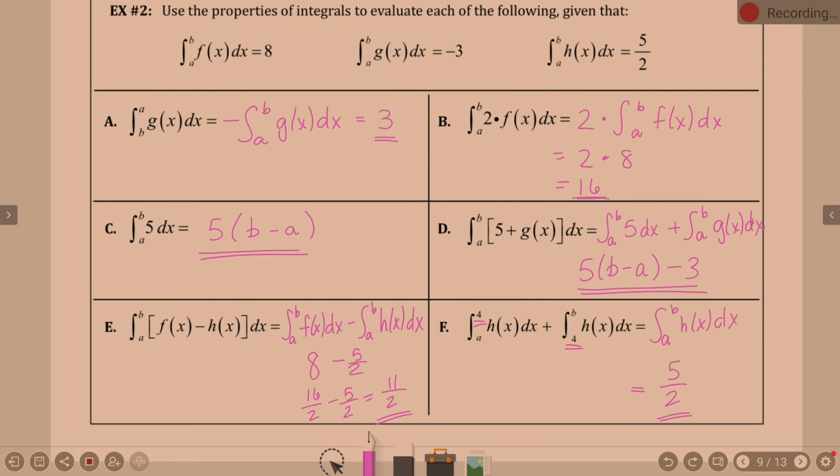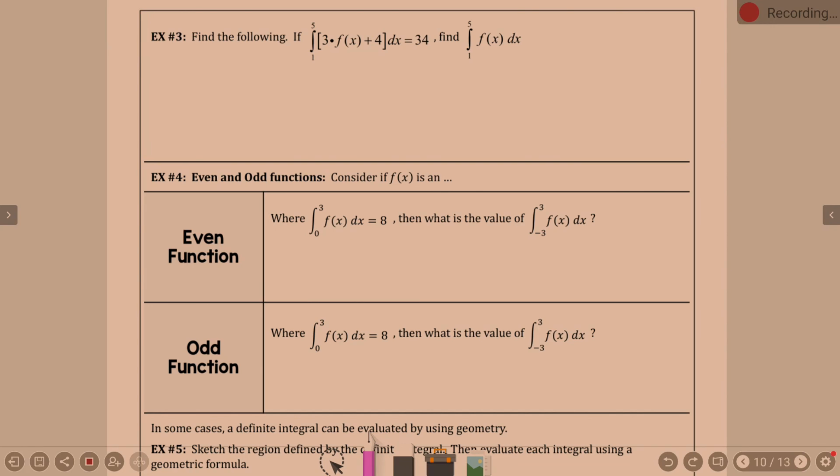Okay. Example 3. Find the following. If the integral from 1 to 5 of 3 times f of x plus 4 dx equals 34, find the integral from 1 to 5 of f of x dx. It's a big old fancy equation in my brain, and that's what I'm going to treat it as, where the variable I'm trying to find is this right here. This is my variable, like this is a big old x that I'm trying to find.